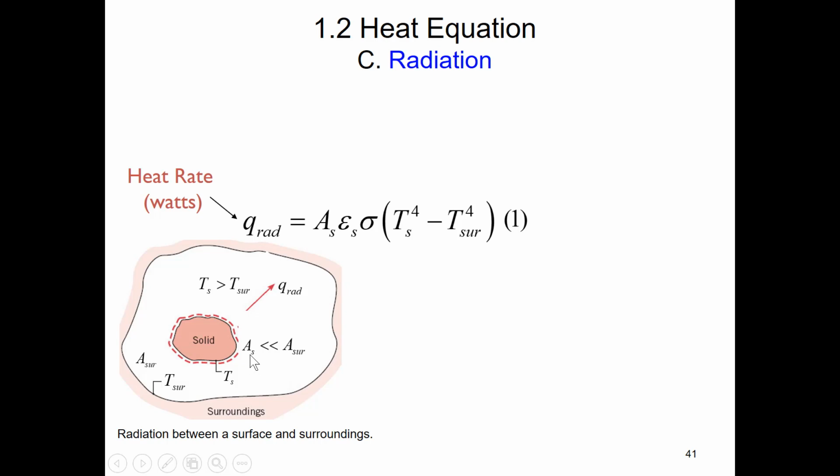We assume the solid surface area is much, much less than the large surroundings area. For example, the surface area is 1 meter square. The large surrounding surface area is 100 meters square. So the solid surface area mathematically is much less than the surrounding surface area.